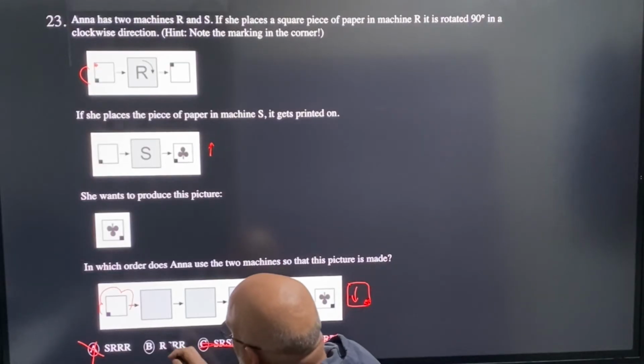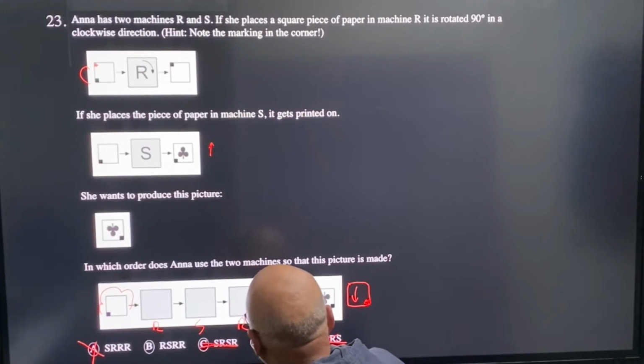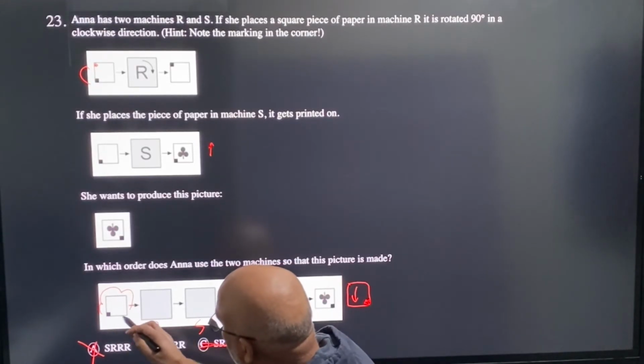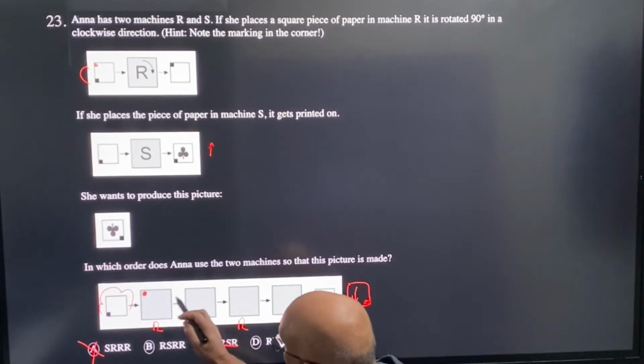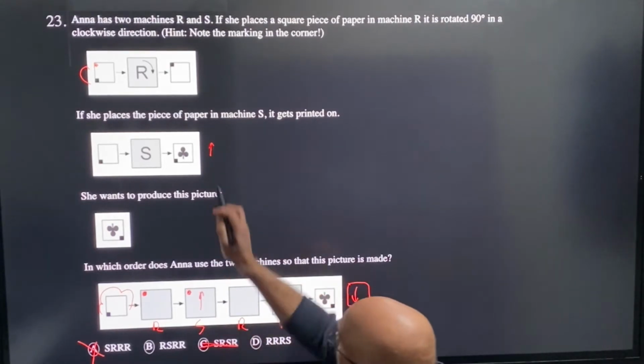Now let's check B. R, S, R, R. So first I'm rotating it. So this will end up here. This is going to end up here. All right. S, then I'm printing on it. So this dot is here. Then I'm printing on it. When I print, it gets printed like that.